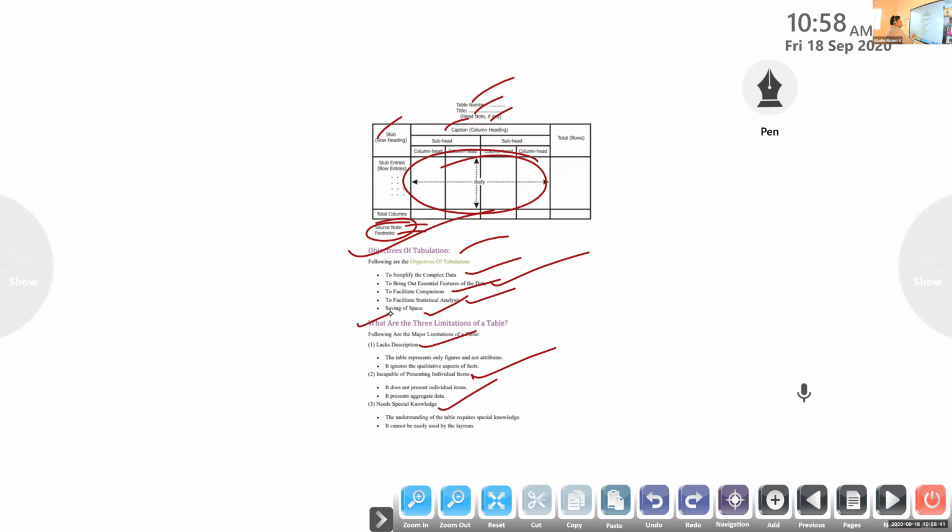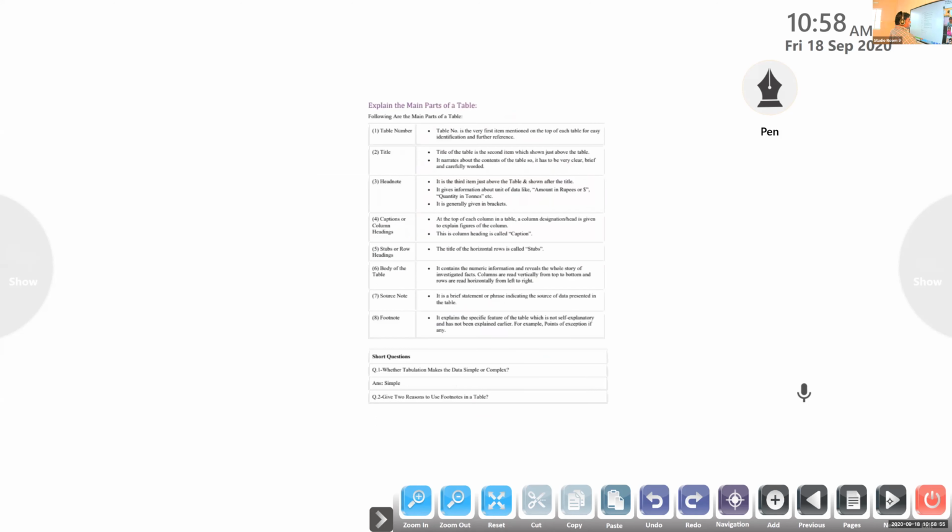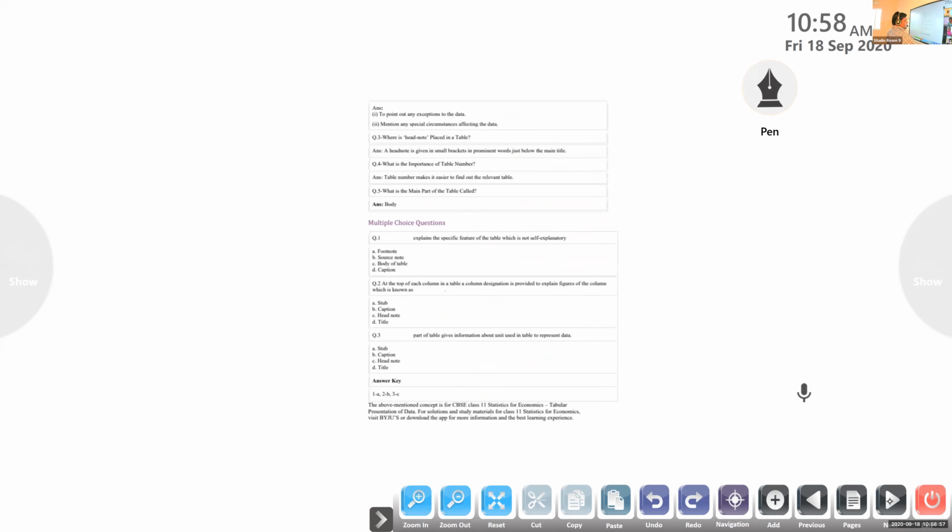The next question is, what are the limitations of a table? So all these things you should learn properly, and all these questions should be noted down properly. This chapter is too important for the examination, so note down properly and learn carefully. So we're moving to the next set.